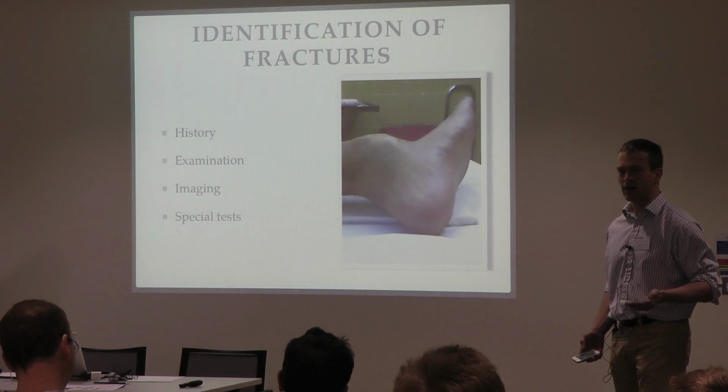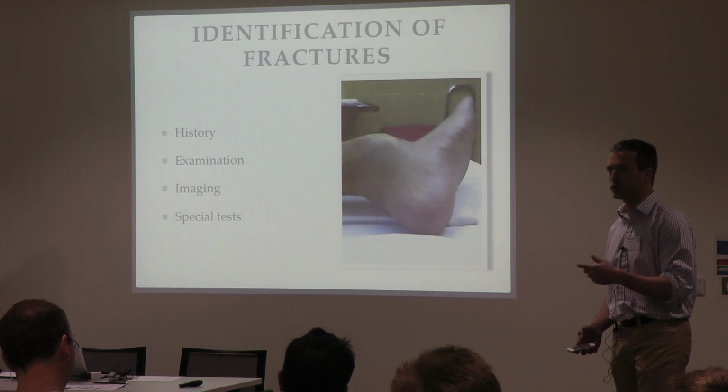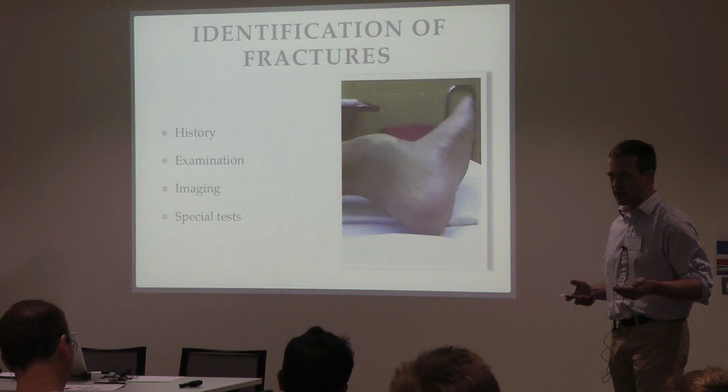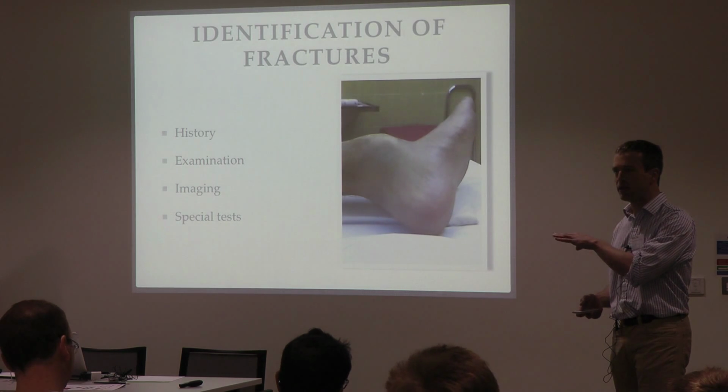History is really important. How did they injure their ankle? Did they just trip off the step when they were coming out the front door, or did they crash their Audi S4 at 120 miles an hour going around the ring road around Leicester? You know, different injuries will happen in different patterns.